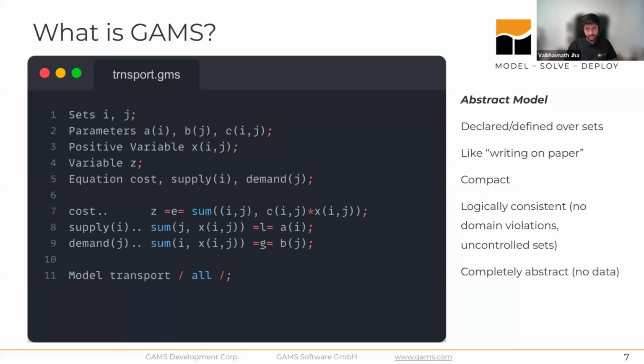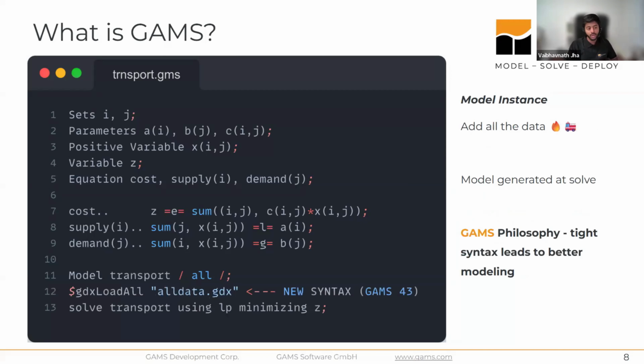So we have the parameters and variables defined over sets, and the constraints are written in a way that closely resembles the algebraic notation. But what about the data? Well, GAMS allows us to write completely abstract models. That means it is data agnostic. And when it comes to actually solving the model, all we have to do is import the data and execute the solve statement, which then generates the model.